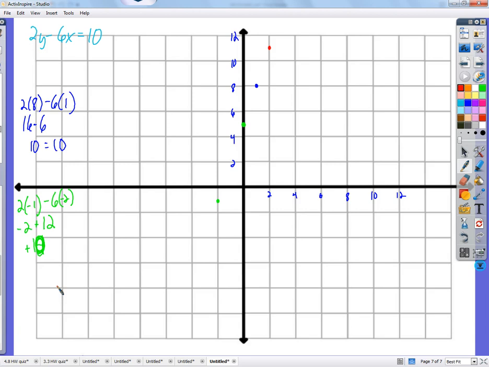X with negative 3, y with negative 4. Okay, mm-hmm. So 2y. Oh, sorry. Negative 4 for y? Yes. Minus 6 times negative 3? Yes. Okay, so negative 12. And this would be positive 18. I think I did it right. I'm not actually sure. Or sorry, this is negative 8, and this would be positive 18. That would be 10, and that's what it's supposed to be. Okay, so negative 3 for x and negative 4 for y.